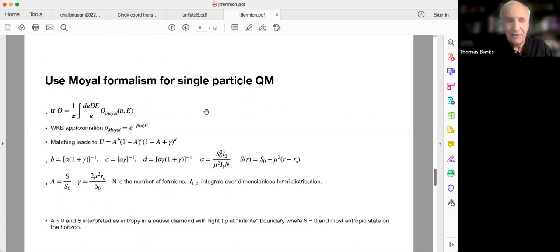The way we did it is by using a familiar, I hope, formalism from non-relativistic quantum mechanics, the so-called Moyal formalism, in which you can write operator quantum mechanics in terms of functions on phase space with a funny definition of what the product of functions is. The trace of an operator is just 1/π times an integral over phase space of the corresponding Moyal function. I've written the phase space of our model in a slightly funny way: instead of using U and V as the coordinates, I used U and the energy, because the energy is conserved. You can do that just as well.